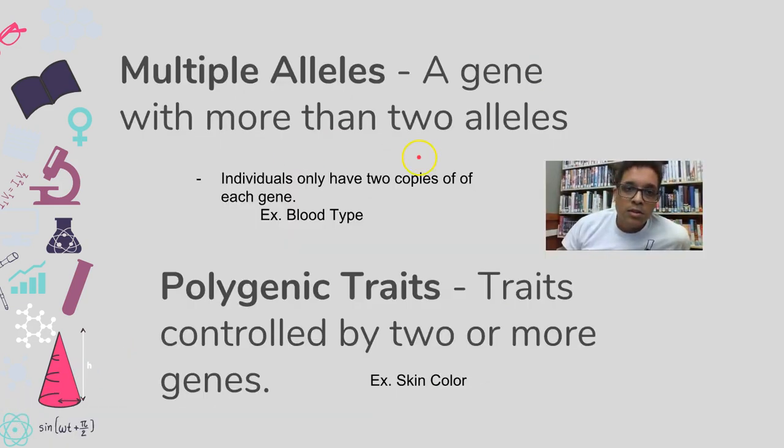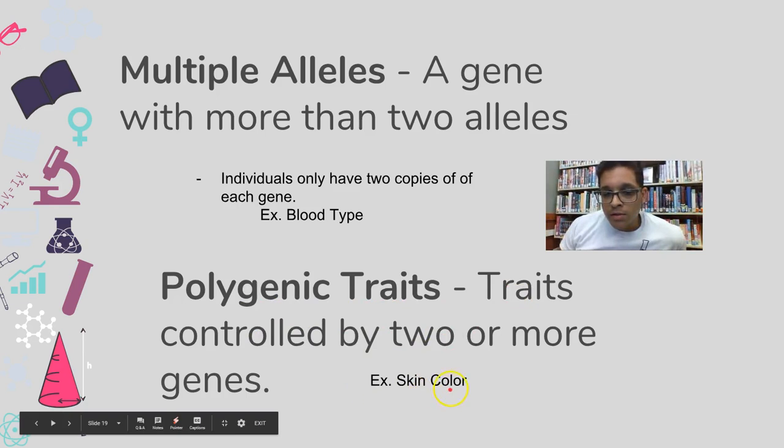So most traits have multiple alleles for them. And multiple alleles means a gene with more than 2 alleles. So an example of that is blood type, where we only have 2 copies of each gene. You can either be AB, AO, AA. Well, that shows that you still have the 2 copies of each gene, but there are so many different types of alleles.